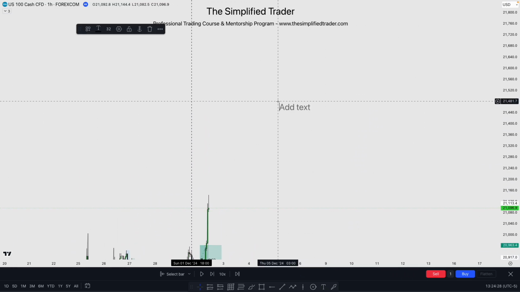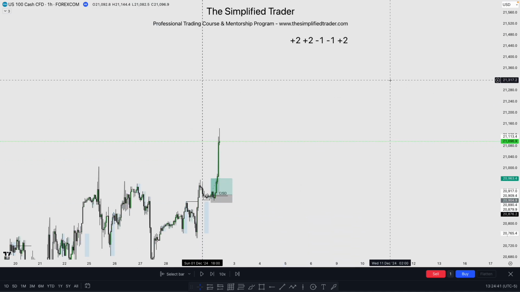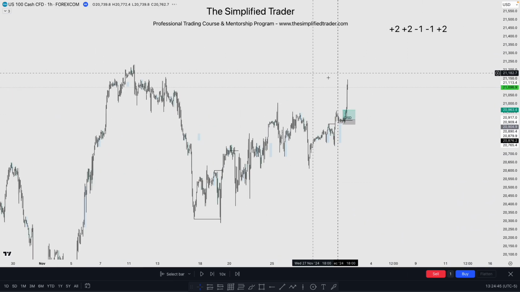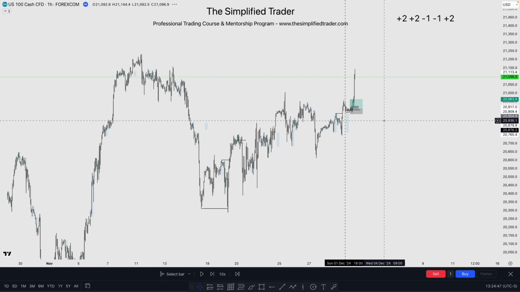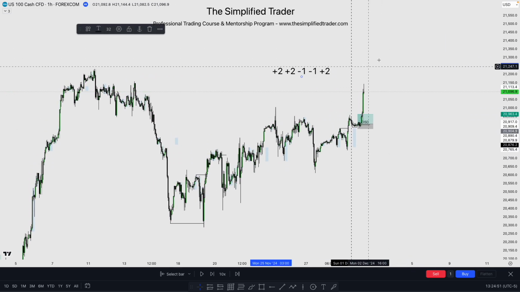So let's see. We had plus one trade, minus one trade, minus one trade, and we had another winner. So we had 2, 4, 6, minus 2, we had 4% gained in 5 trades. So this is the reality of trading. You're not going to win every single time.